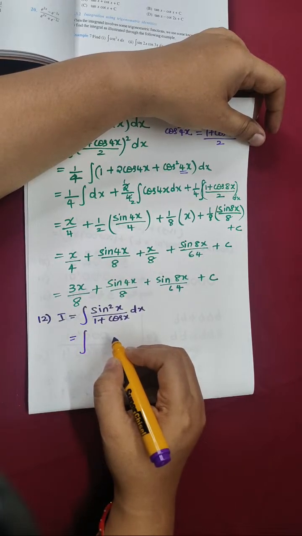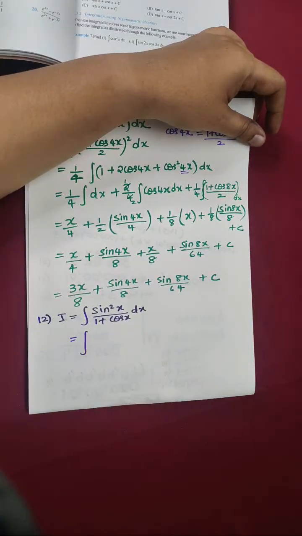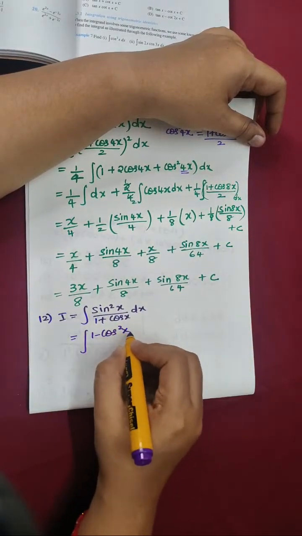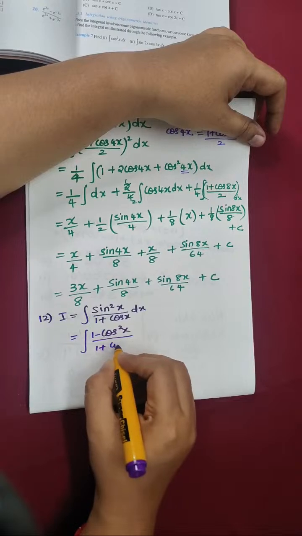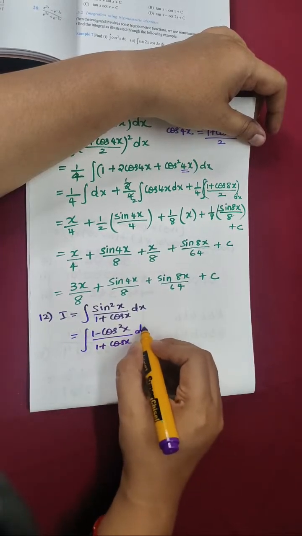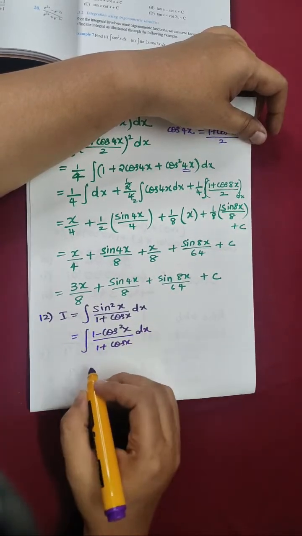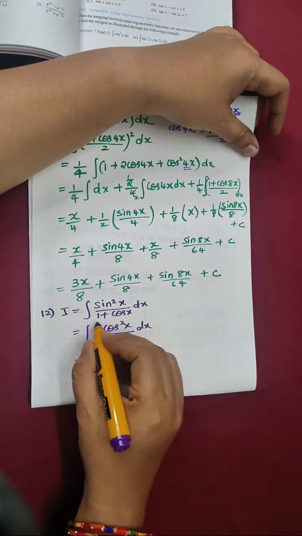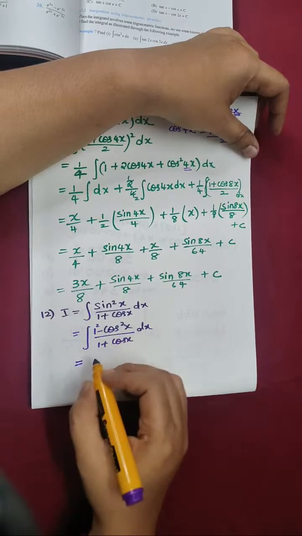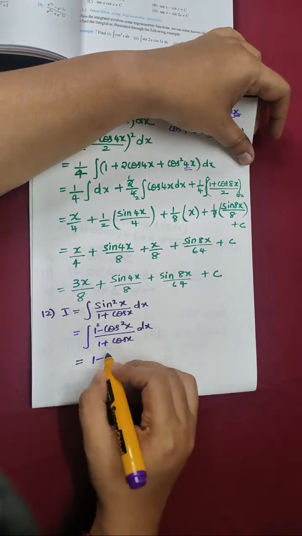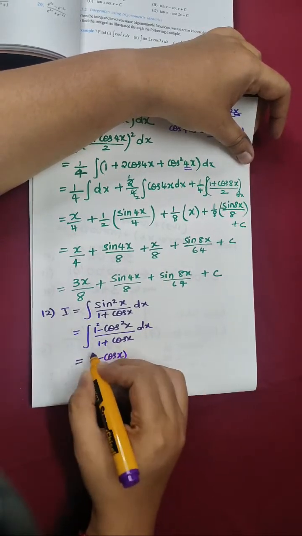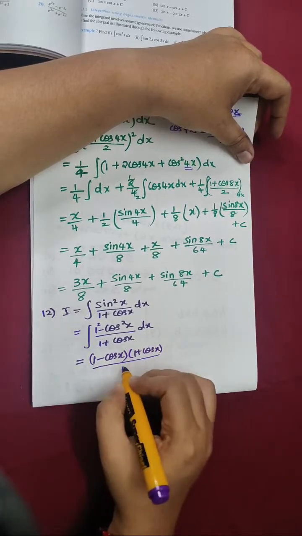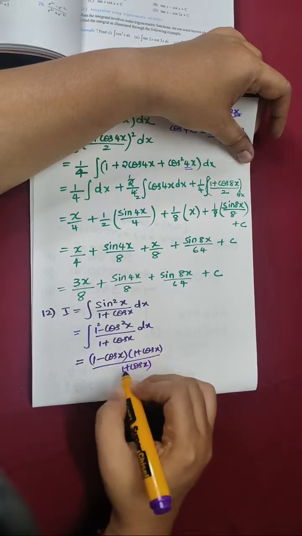We know sine square x plus cos square x equal to 1. Yeah? So sine square x can be written as 1 minus cos square x. And we know the algebraic identity that a square minus b square can be written as a plus b into a minus b. In place of a you have 1, in place of b you have cos x. So it is 1 minus cos x, that is a minus b, into a plus b, the whole by already we have 1 plus cos x term.